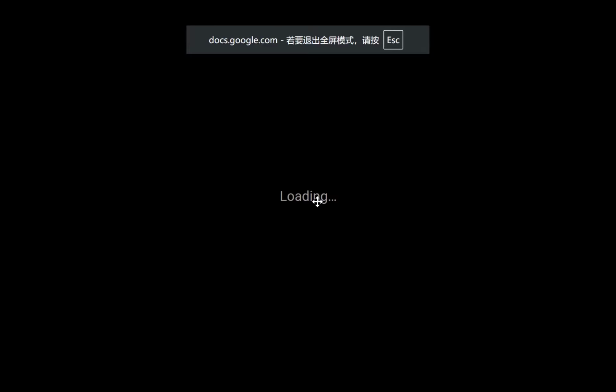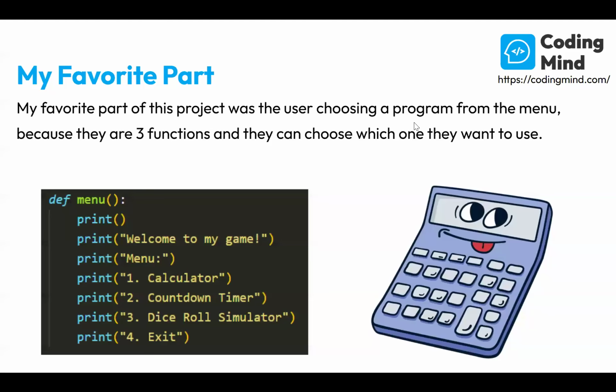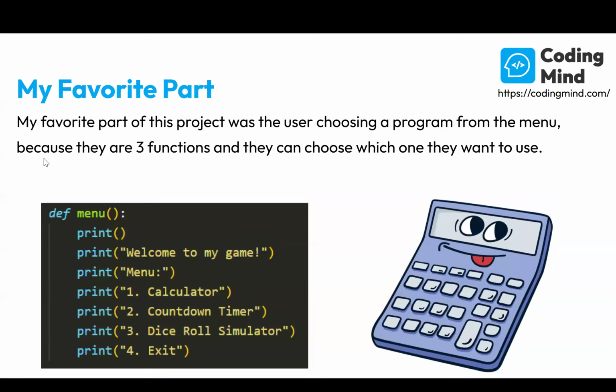My favorite part of this code is when the user chooses a program from the menu, because there are three functions and they can choose which one they want to use.